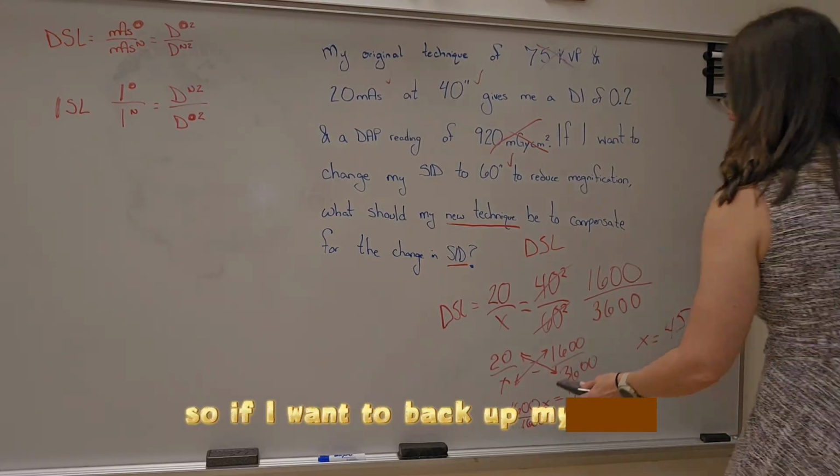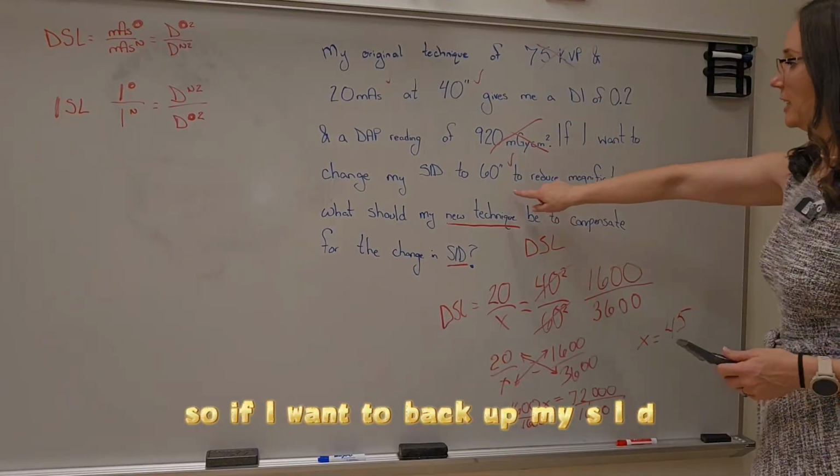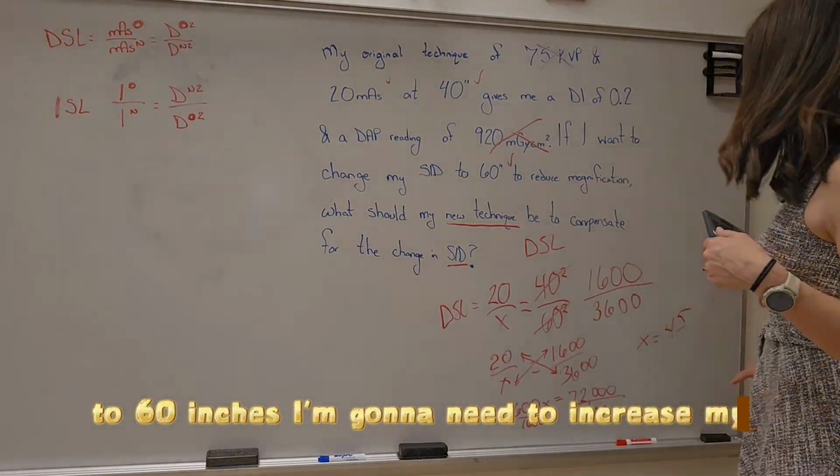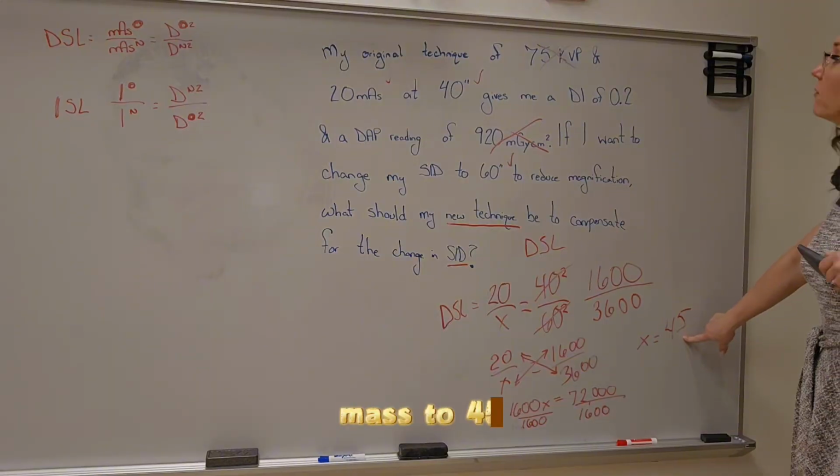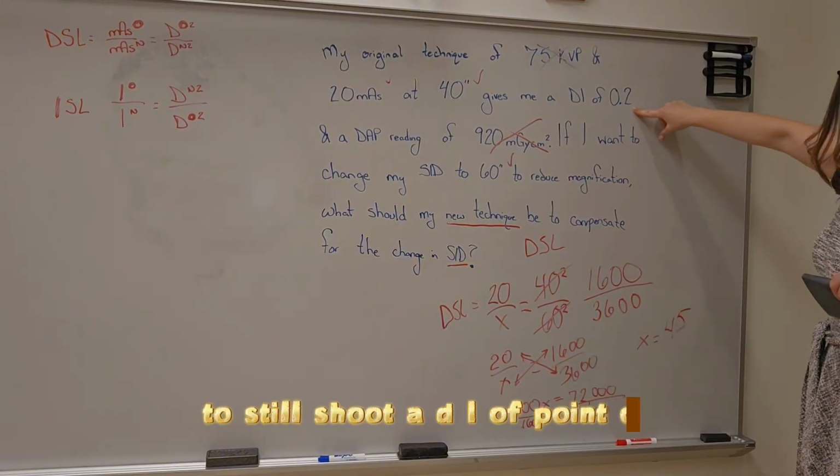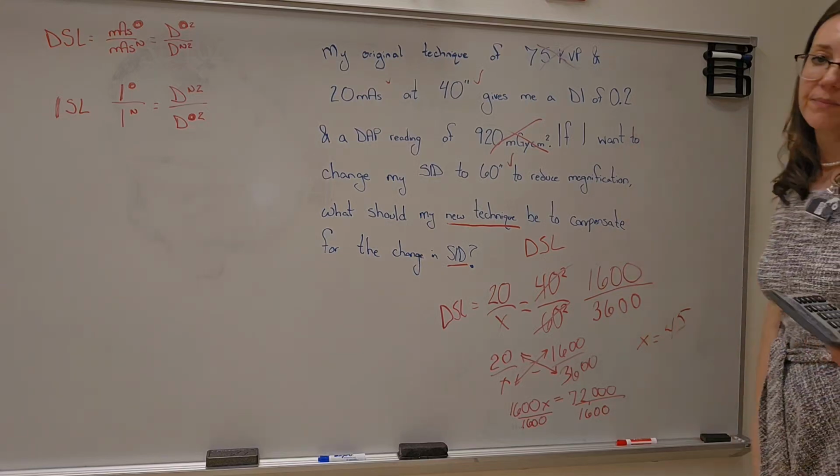So, if I want to back up my SID to 60 inches, I'm going to need to increase my mAs to 45 to still shoot a DI of 0.02. Direct square law.